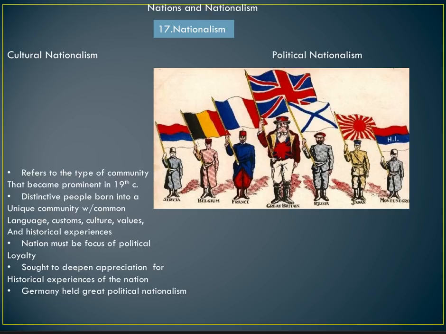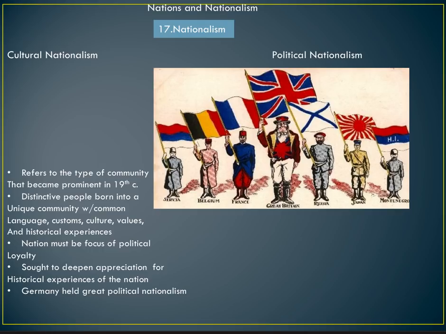If we look at England, you had that cultural nationalism. We're all English here, and we all share a common bond in our traditions and our language. Same thing in France, same thing in Germany. This is the idea of cultural nationalism. So the nation must be a focus of political loyalty. I am going to be true to my nation because I have this cultural nationalism. And it sought to deepen appreciation for the historical experiences of the nation. You all share the same history. Again, another reason for this cultural nationalism.